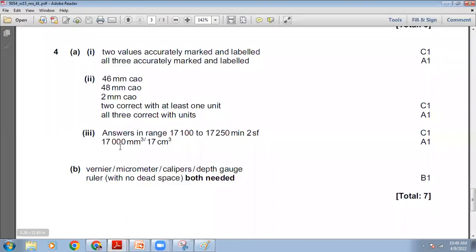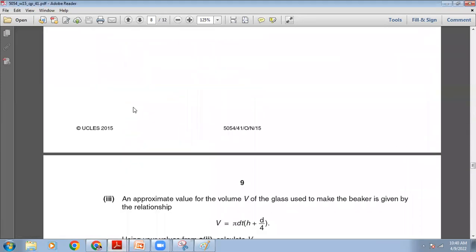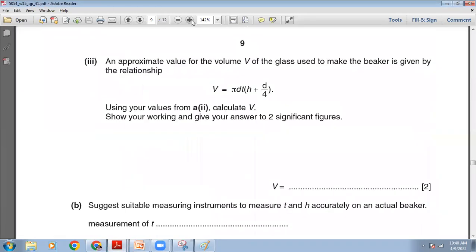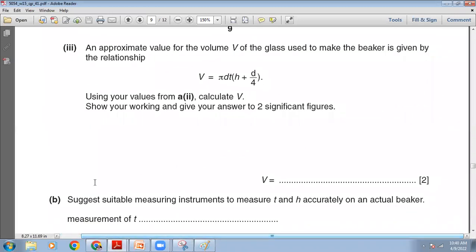Let me check. 46, 48, 2. I hope you can understand this. So we are going to the next question. It says an approximate value for the volume V of the glass used to make the beaker is given by the relationship V equals pi D T times (H plus D by 4). Using your values from the previous part, calculate V, showing your working, and give your answer to two significant figures.